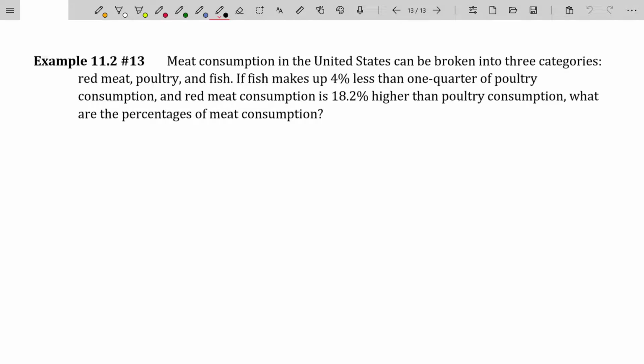The final example is more of a relation example. Meat consumption in the US can be broken into 3 categories: red meat, poultry, and fish.